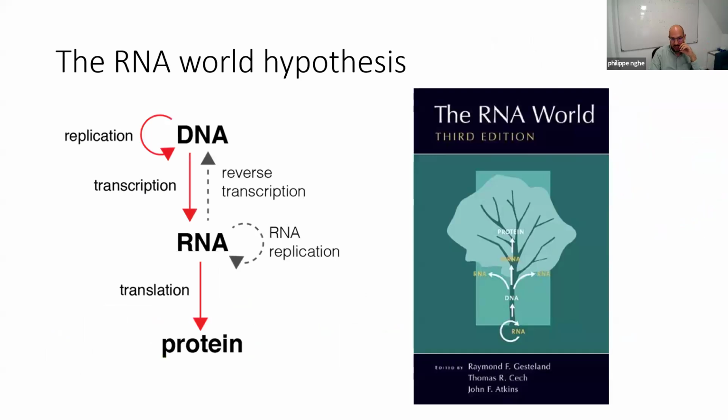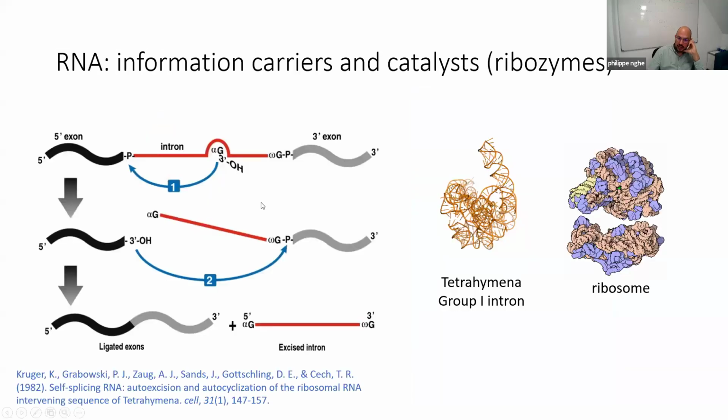I remind you of the RNA world hypothesis. You know the central dogma of biology: DNA is replicated, and you have transcription and translation. The RNA world idea is that at the beginning, RNA was an autonomous system with entities that could copy themselves and perform some catalytic activities, thus replacing DNA and proteins. We know that RNA is a sequence, a messenger, so it has a code, but it's also a catalyst, which was discovered in the 80s.